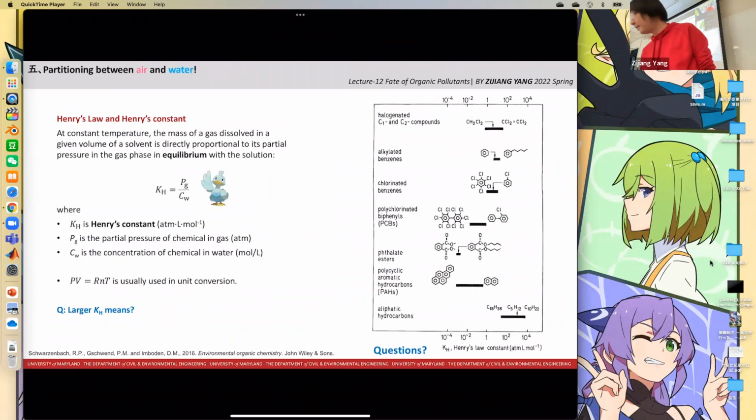The next one is about the partitioning between air and water. And this is described by Henry's law constants. And I think we have mentioned it in the alkalinity lecture. So Henry's law constant refers to this: at constant temperature, the mass of a gas dissolved in a given volume of a solvent is directly proportional to its partial pressure in the gas phase in equilibrium with the solution.